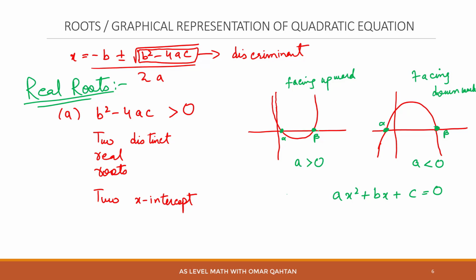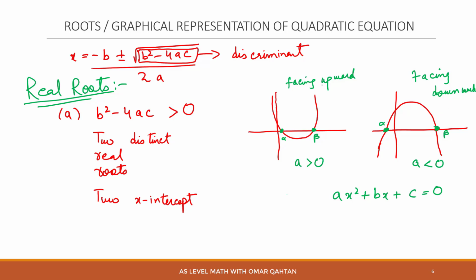There is a difference between these two graphs because in the first one, a is greater than 0. If a is greater than 0, then the equation will have the graph facing upward, or you could call it a happy face. And if you have an equation in which the value of a is less than 0, it means minus 1, minus 2, minus 3, or so on, it doesn't matter, but if it is less than 0, then this graph will be facing downward, and definitely it's a sad face.